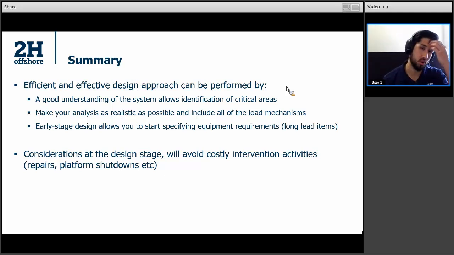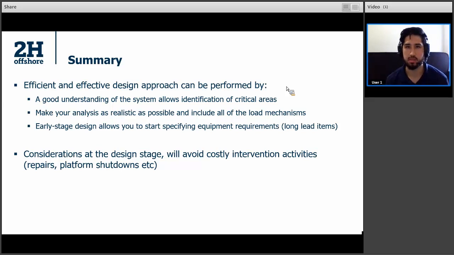The second point there is we're looking at making the analysis as realistic as possible and including all the loading mechanisms, from having a really good handshake and understanding between the well loads, which come from WellCat, and the stress analysis, which is done in FlexCom. And that kind of allows for an early stage design.